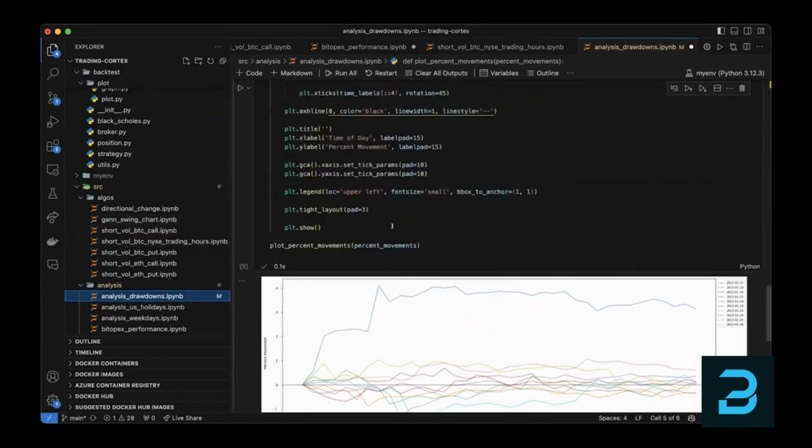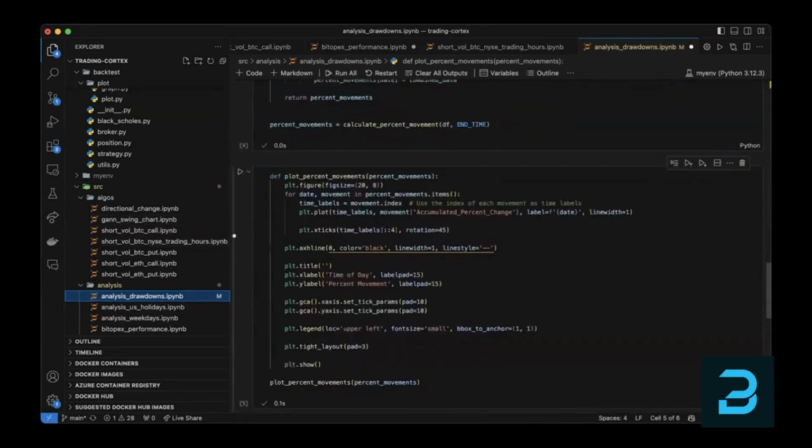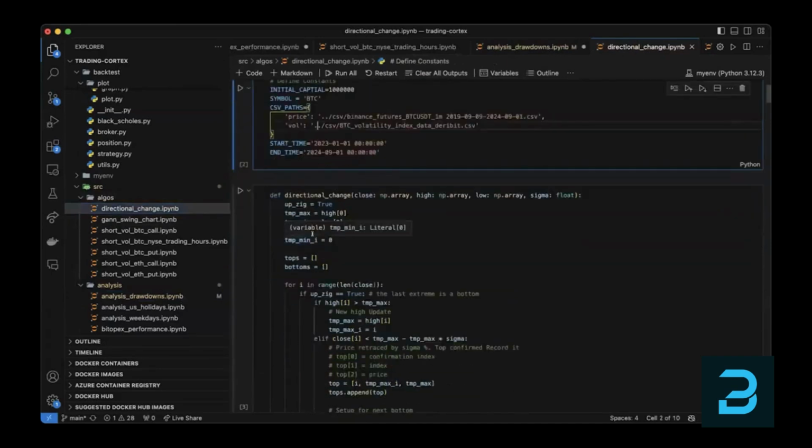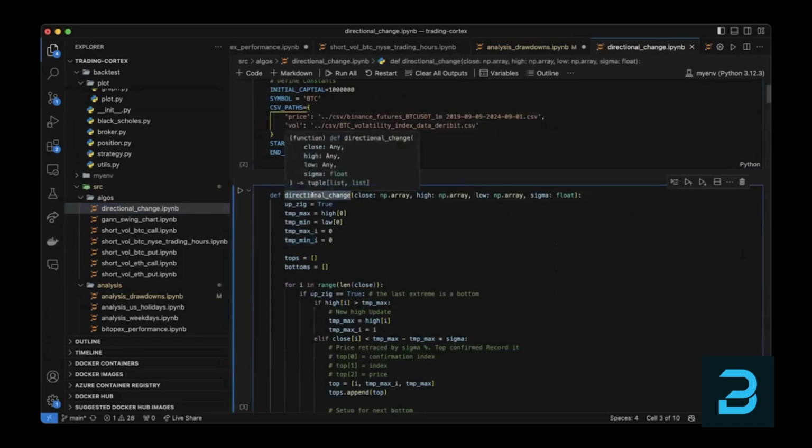We also research our own indicators. I will show you an example. This particular algorithm involves the directional change algorithm. The directional change algorithm is very well known among many traders and developers, but we utilize this kind of algorithm to create our own signal to signal any profitable opportunities.